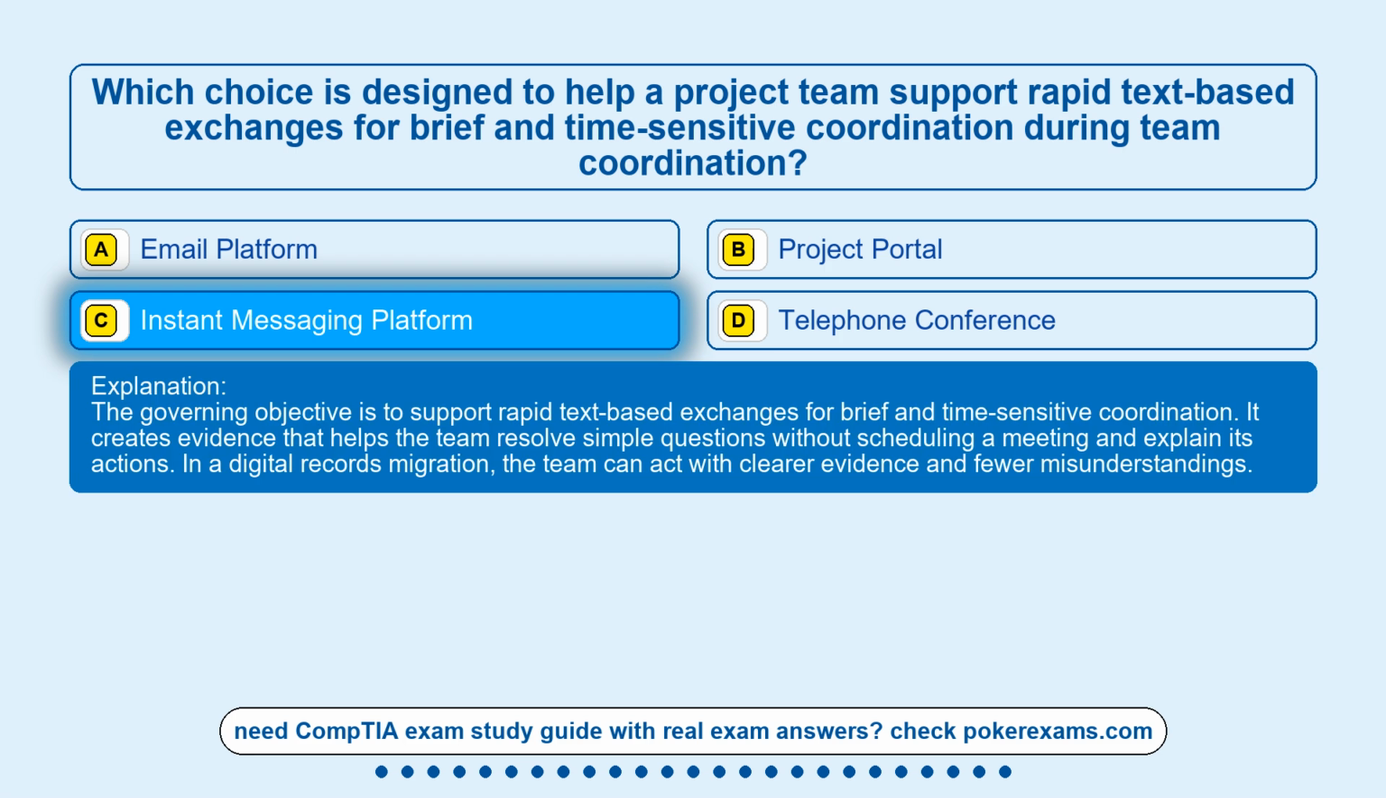The governing objective is to support rapid text-based exchanges for brief and time-sensitive coordination. It creates evidence that helps the team resolve simple questions without scheduling a meeting and explain its actions. In a digital records migration, the team can act with clearer evidence and fewer misunderstandings.